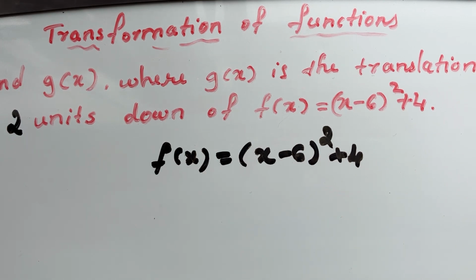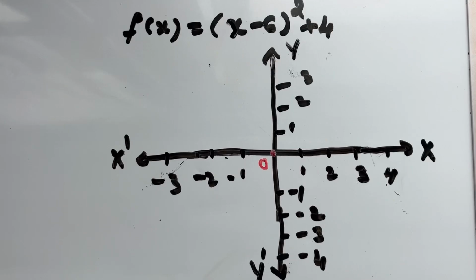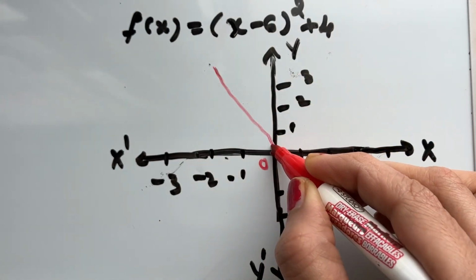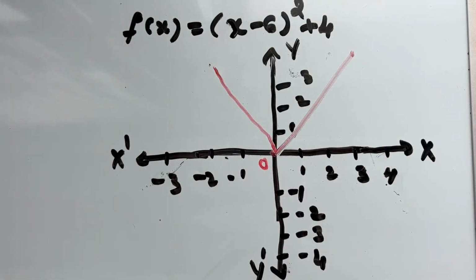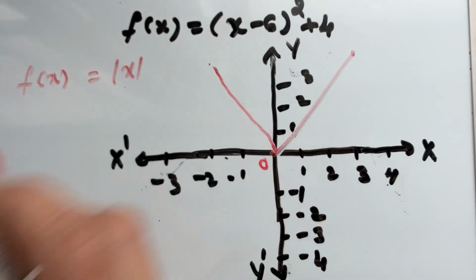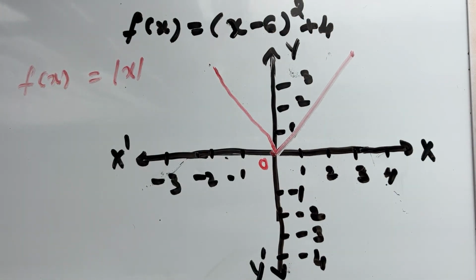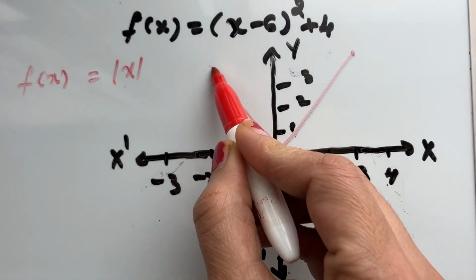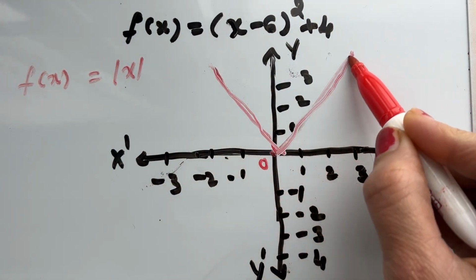So what is transformation of a function? Suppose this is our graph and our base function is f of x is equal to mod x, or absolute value of x. This is our base function.